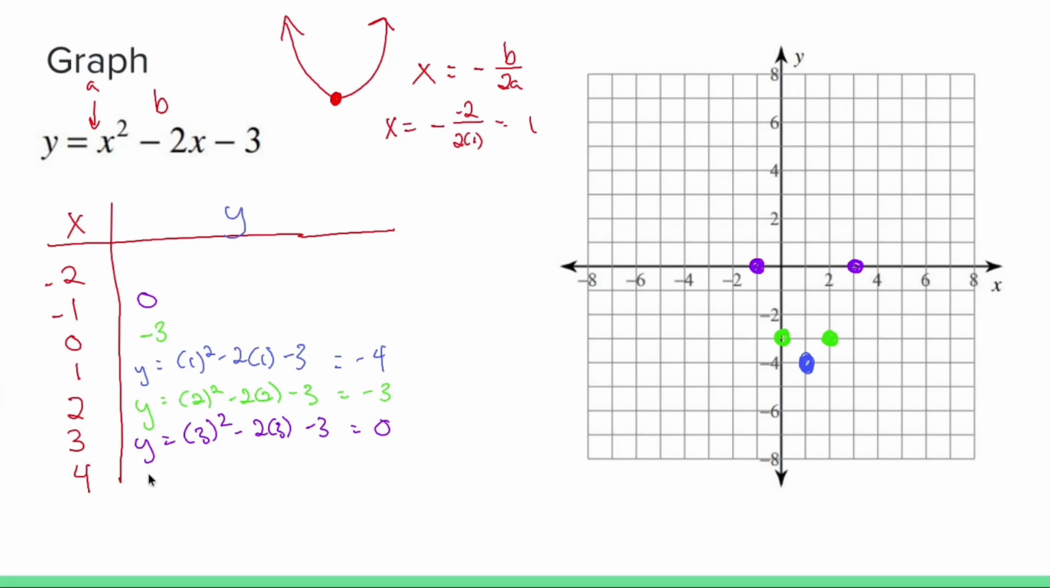If that fits on the graph, it should fit on the graph. Y equals maybe 4 squared minus 2 times 4 minus 3. So I got 16 minus 8 minus 3 is 5. That will fit on the graph. So when I plug in 4, I get 5, which means when I plug in negative 2, I also get 5.